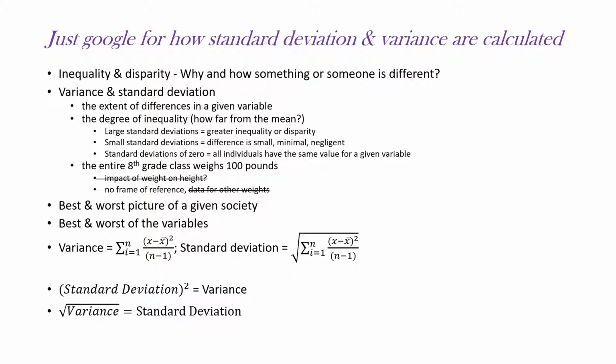If you square the standard deviation, you get the variance. Or put it differently, if you take the square root of the variance, you get the standard deviation.